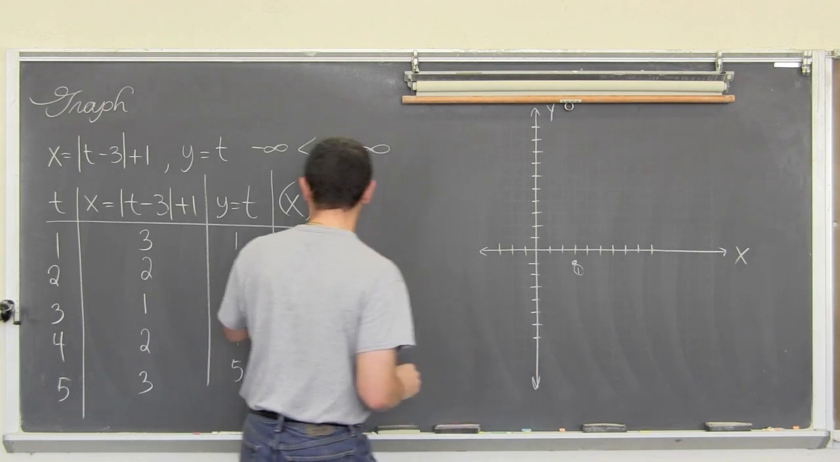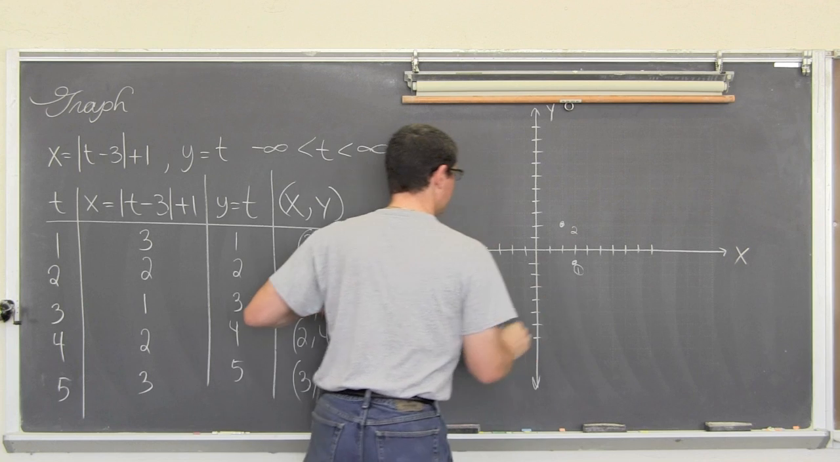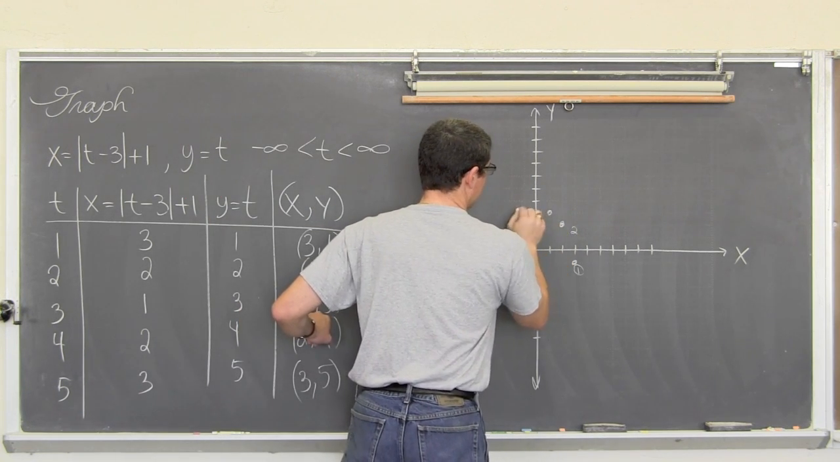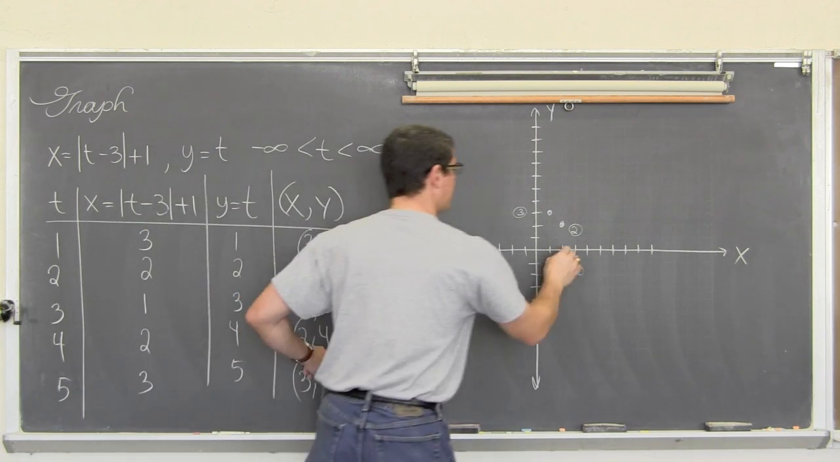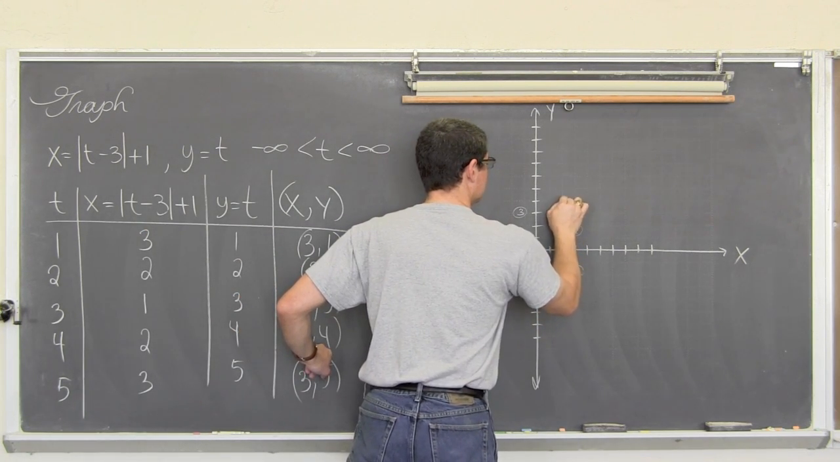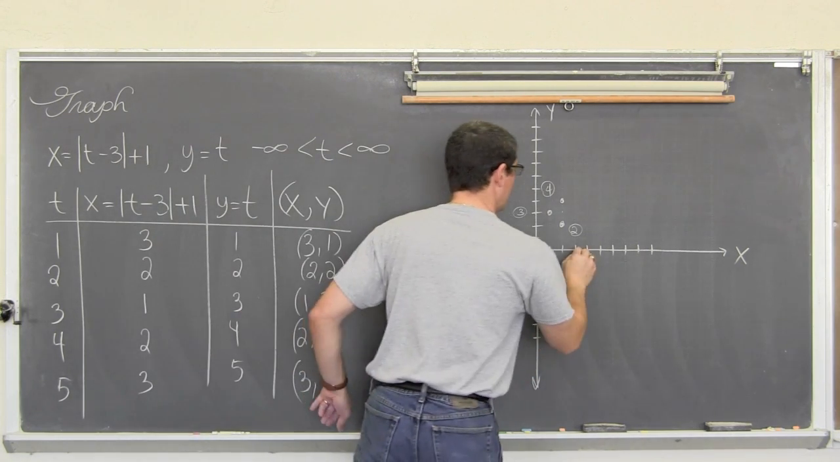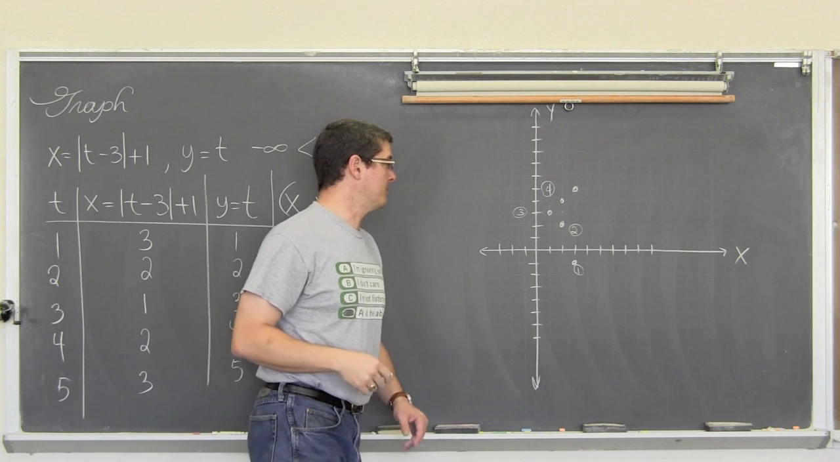That was my first point. Then 2, 2. That was my second. Just my own personal note here. 1, 3. That was my third point. 2, 4. That was my fourth point. And then finally 3, 5, which is here, and that's my last point.